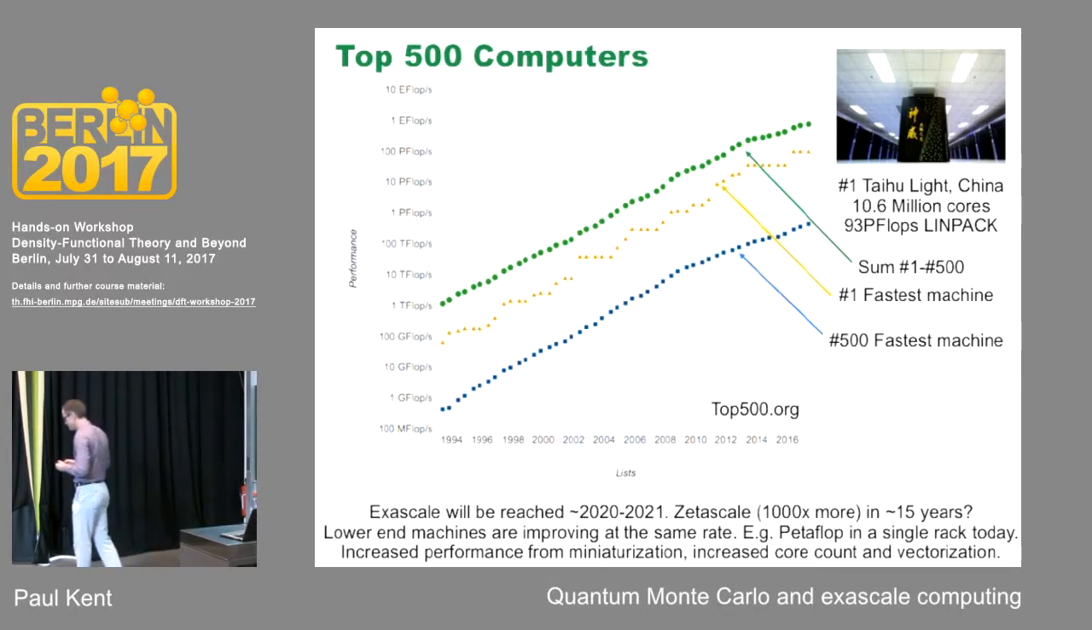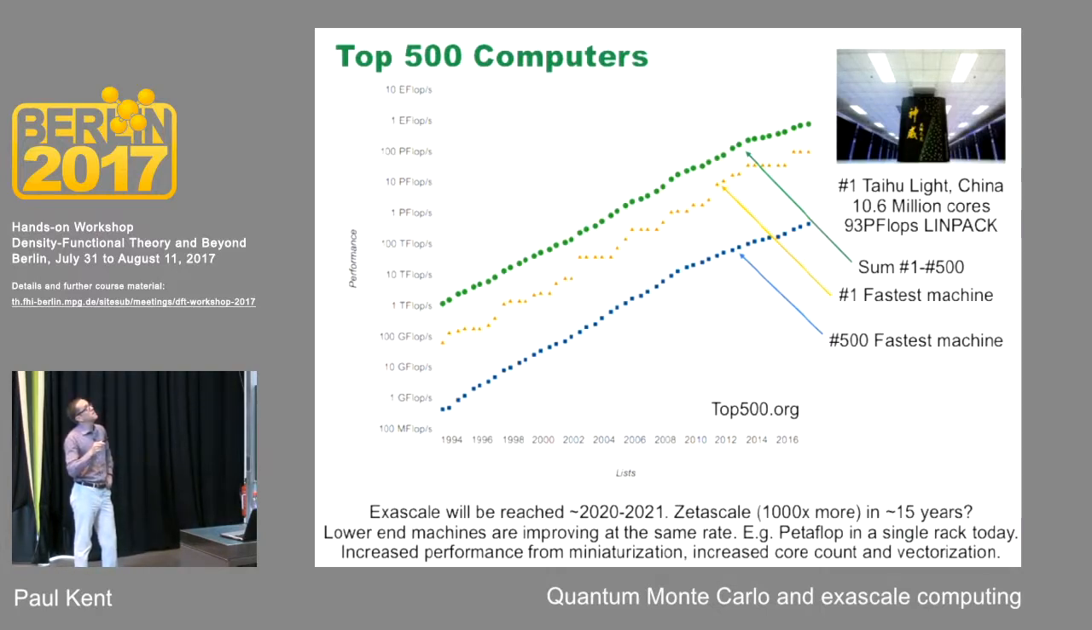This is a biennially produced list of the fastest computers at solving this LINPACK problem, which is essentially linear algebra. On the left axis here, we've got the speed of the machine in flops. So 1 petaflop is here, reached in the early 2000s. And we see there's this general trend up and to the right. This x-axis is the year.